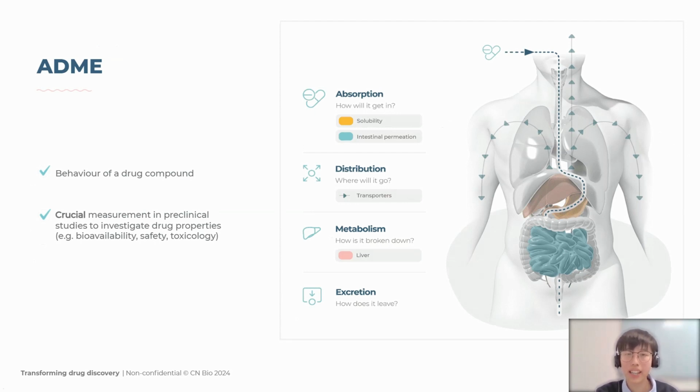So, what exactly is ADME? ADME is the abbreviation for absorption, distribution, metabolism, and excretion, which are the four key processes that describe what happens to the drug following administration into the body. Because it describes the behavior of a drug, it is a crucial measurement in preclinical studies to investigate various drug properties. Drug properties can include bioavailability of the drug, and also their safety and toxicology profiles.